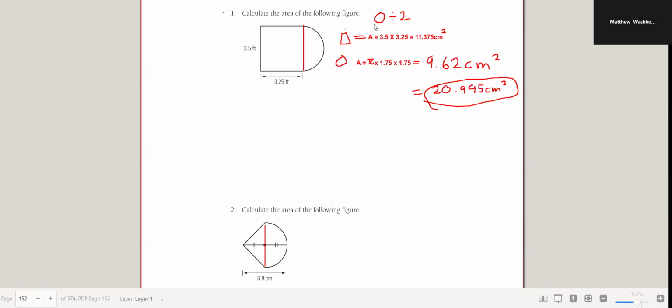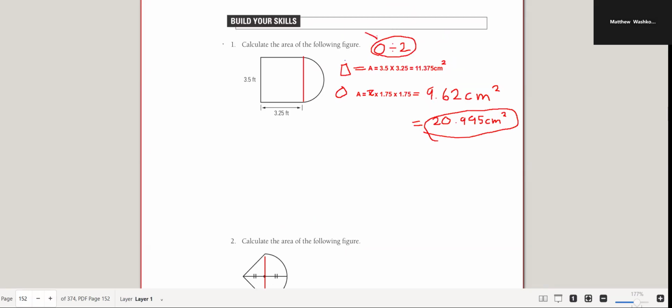I didn't cut the circle in half, right? It's very easy to make mistakes. Do you notice why I wrote this up here? It's a 2-second note. That took me 2 seconds. That's my reminder of what to do. So this is not the correct answer. Instead, I need to cut this 9.62 in half.